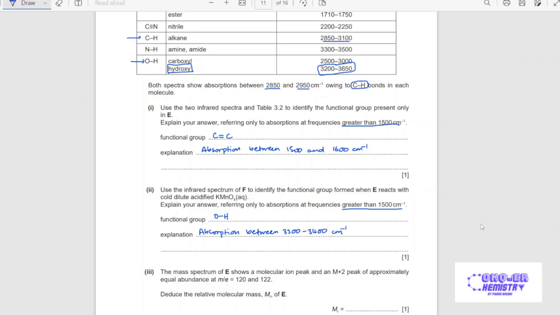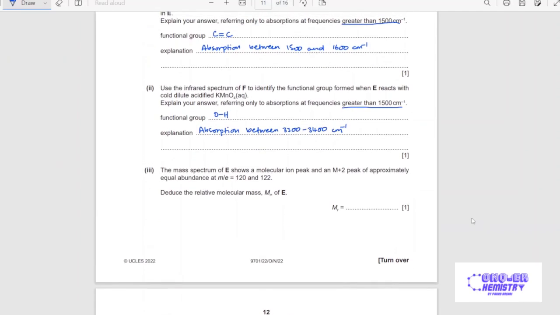All right. Now it says the mass spectrum of E. Now we're using another analytical technique, mass spectrometry. It shows a molecular ion peak and an M+2 peak of approximately equal abundance at mass-to-charge ratios of 120 and 122. All right. Now we need to determine the relative molecular mass, or MR, of compound E.